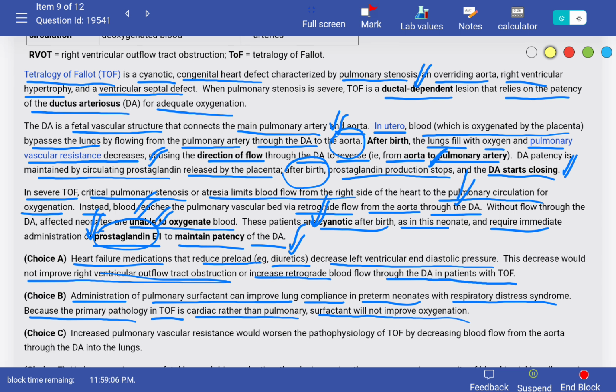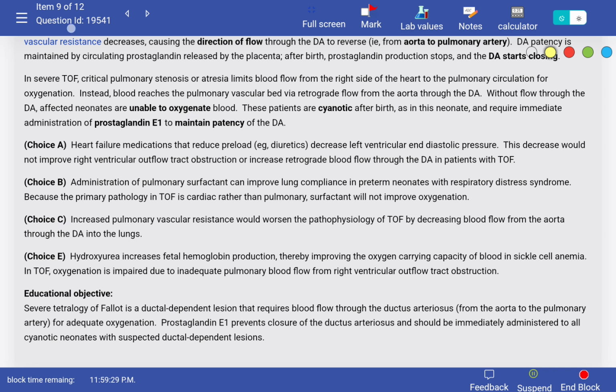Why not option C? Increased pulmonary vascular resistance would worsen the pathophysiology of tetralogy of Fallot by decreasing blood flow from the aorta through the ductus arteriosus into the lungs, right? Why not option E? Hydroxyurea increases the fetal hemoglobin production, thereby improving the oxygen carrying capacity of blood in sickle cell anemia. So that is used in the treatment of sickle cell anemia, right?